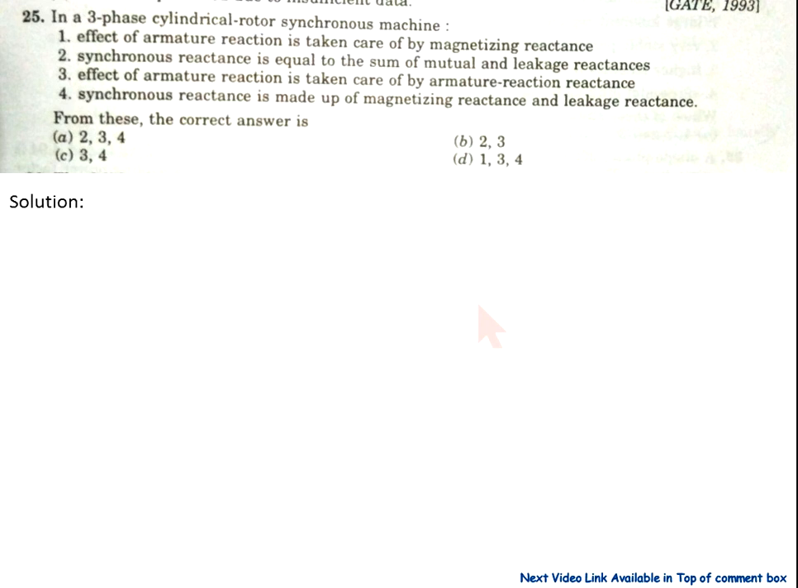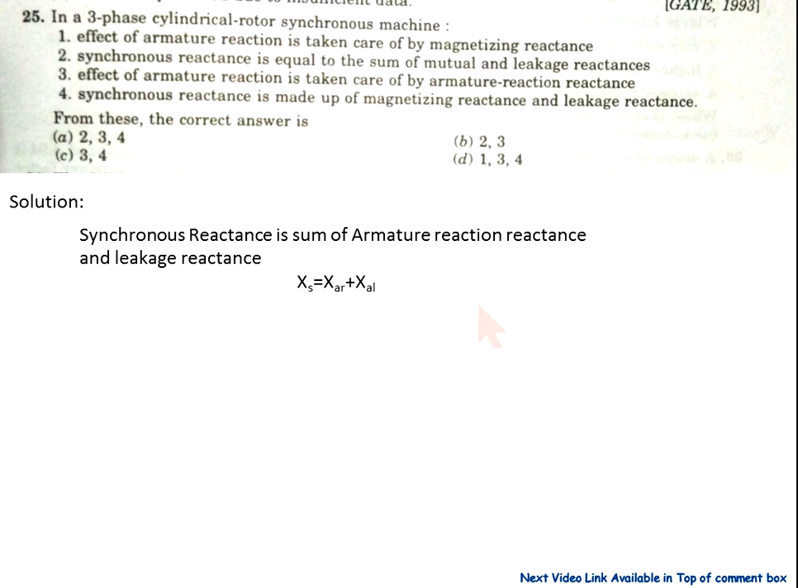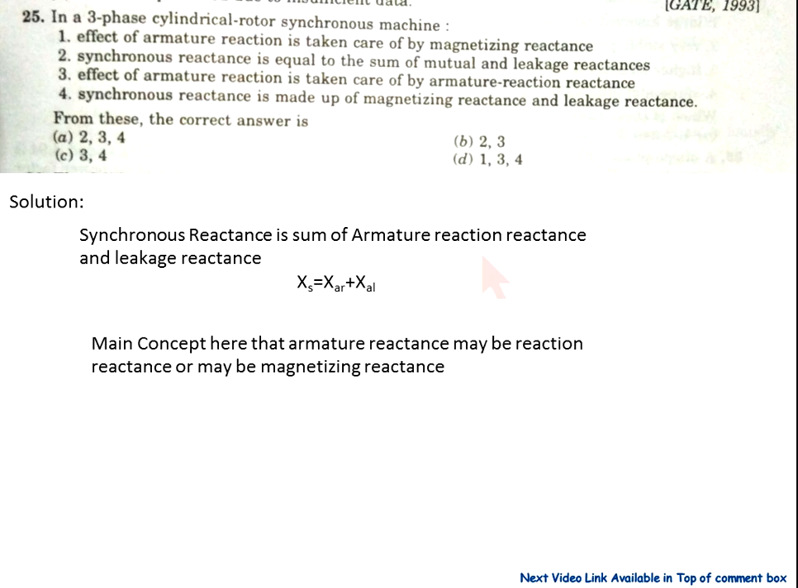Now come to the solution. This is a simple question to understand. Synchronous reactance is the sum of armature reaction reactance and leakage reactance. This is the armature reactance, and armature reaction is the phenomenon. The main concept here is that the armature reactance may be the reaction reactance or the magnetizing reactance. So the effect of armature reaction is taken care of by the magnetizing reactance. This armature reactance is the magnetizing reactance at zero leading power factor.